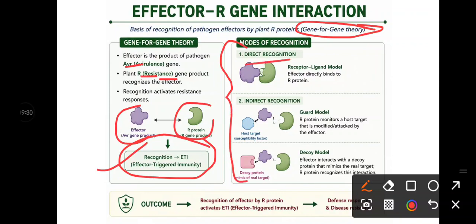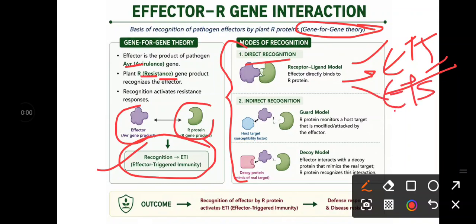First, the direct recognition. This recognition model is known as the receptor ligand model. In this model, the effector directly binds to the R protein and they recognize each other, and ultimately either the ETI or ETS results. If the R gene properly recognizes it, ETI will be activated. If the R gene fails to recognize the effector protein, then ETS will be activated.